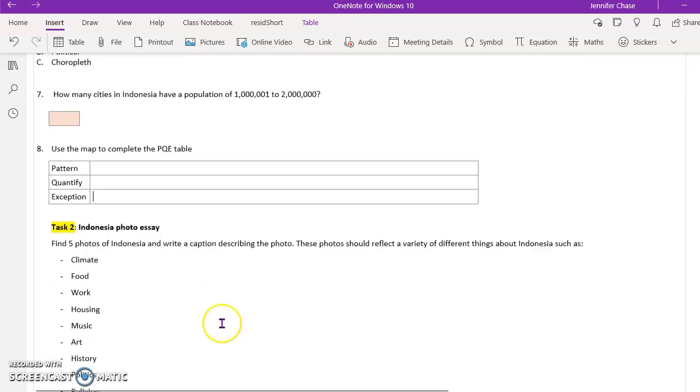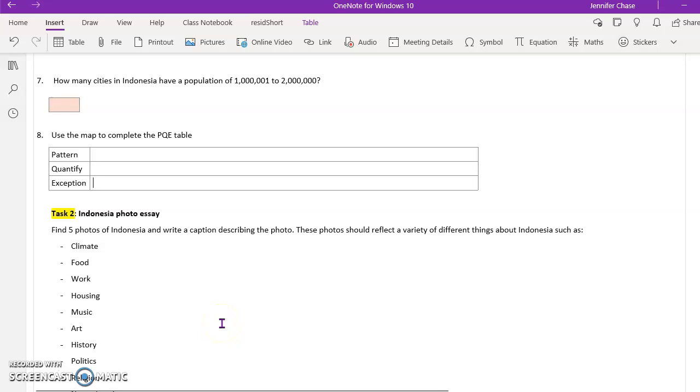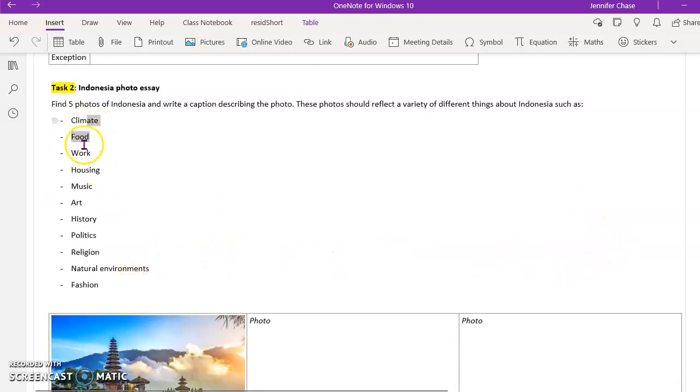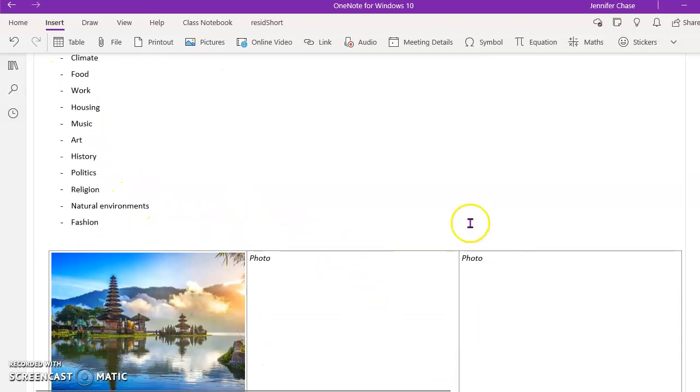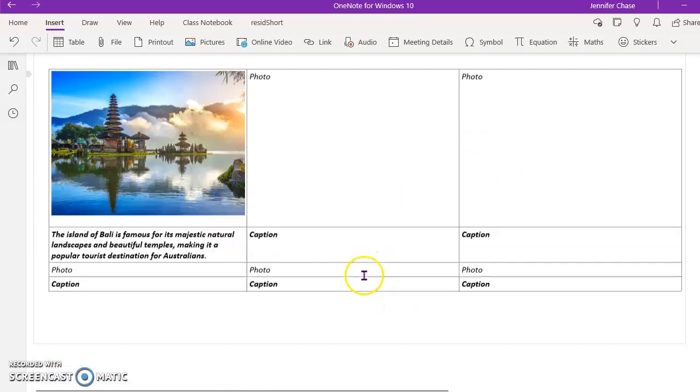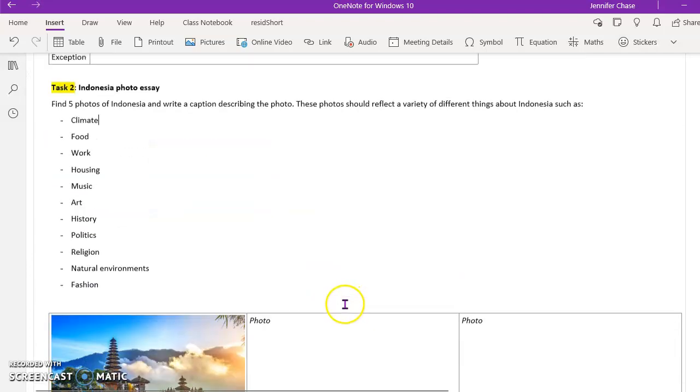And then this second task is hopefully a bit of fun, but also just so you understand the country that we're talking about a little bit more. So I'm going to ask you to find 5 photos of Indonesia and write a caption describing the photo. These photos should reflect a variety of different things about Indonesia. I've given you some ideas here, but really go with it. Anything you'd want to find out about Indonesia. Basically, it's a little introduction to yourself. Don't worry about referencing where you found the images.